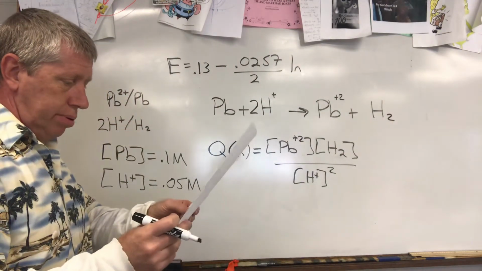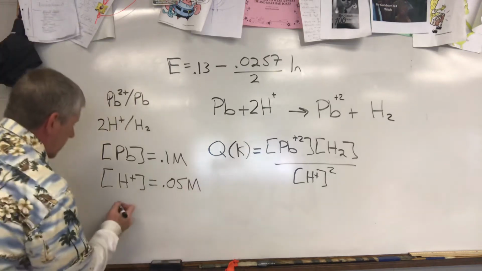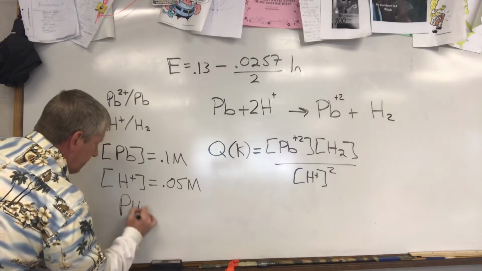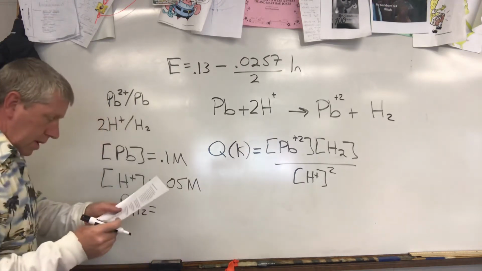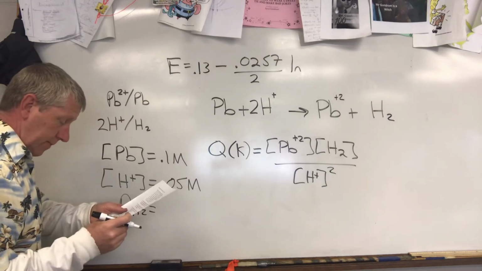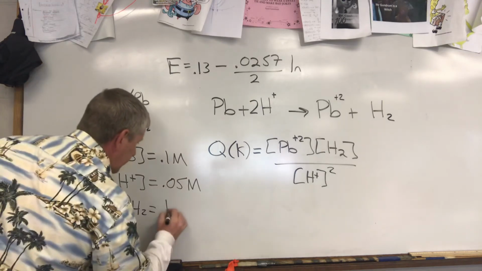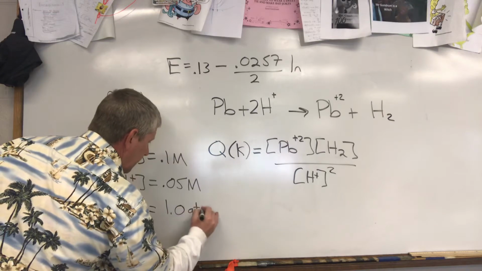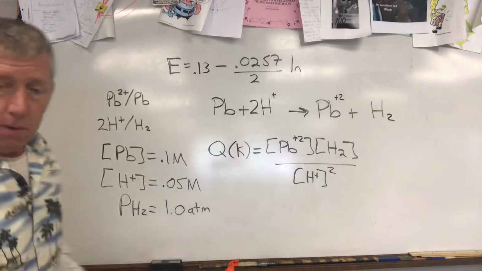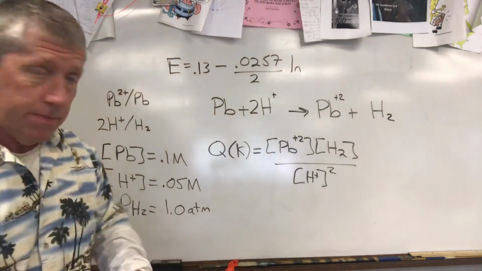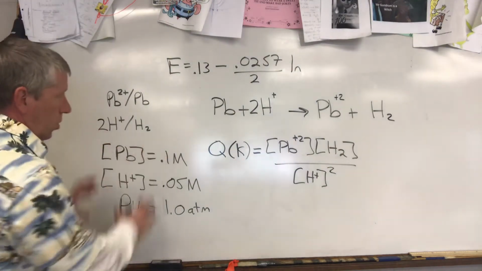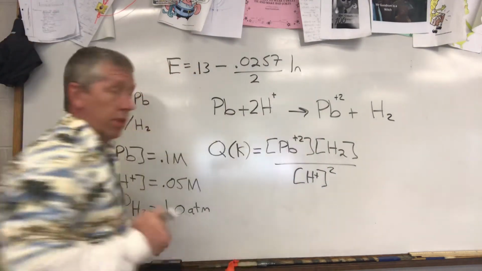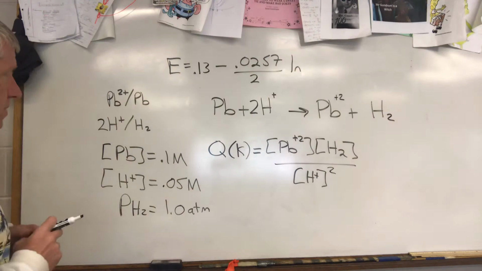I forgot to write that down. Pressure of the hydrogen is, I guess I didn't save myself a whole lot of time. I didn't write them all down. 1 atmosphere. Okay, these are what are given in the problem. So we wrote those down. Let's put those in here, put them in our equation, and solve the equation.